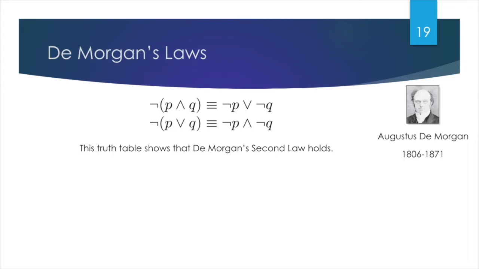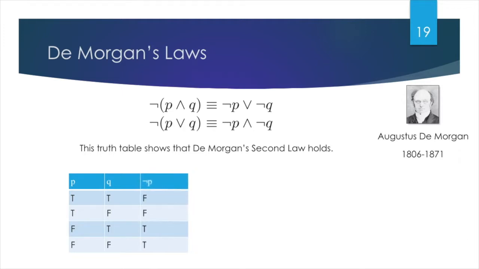Now let me do the truth table for the second De Morgan's law so we understand where it comes from. Again, we start with the first column. We put the first variable, which is P. We put the variable's values: true, true, false, false. For Q, we put true, false, true, false. Now, the first thing I want to do is find the negation of P and the negation of Q.